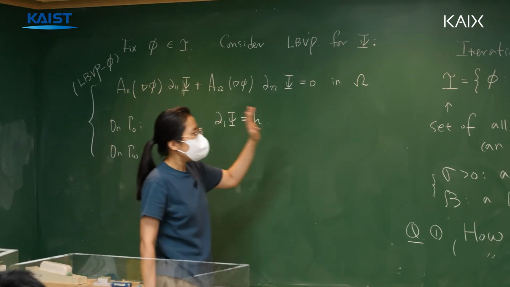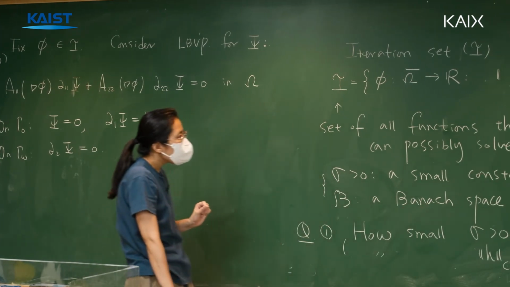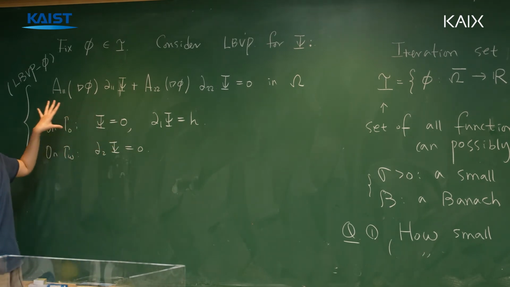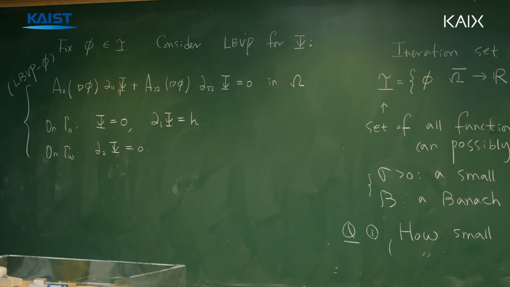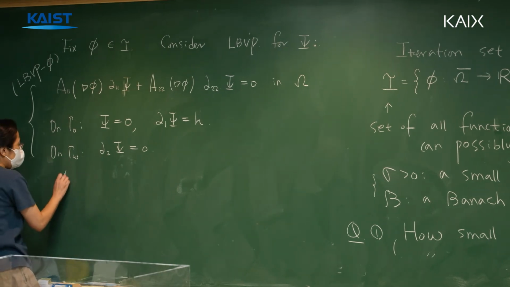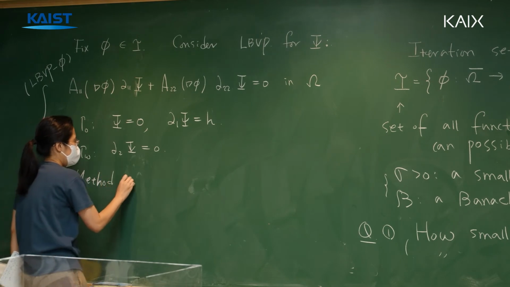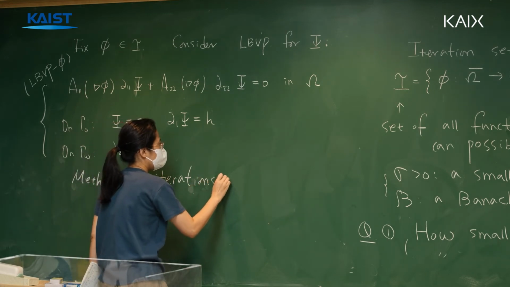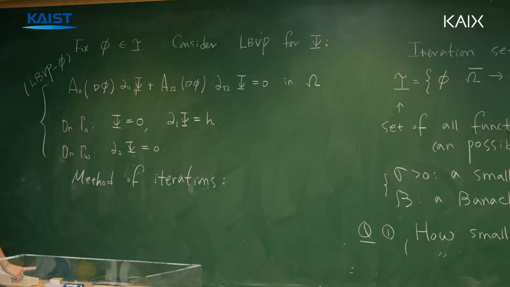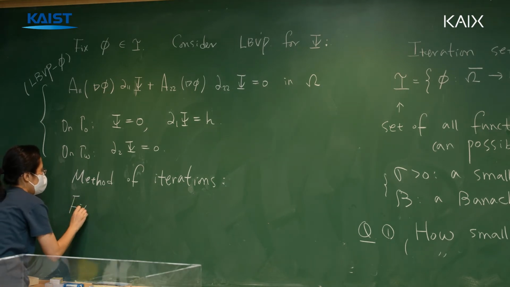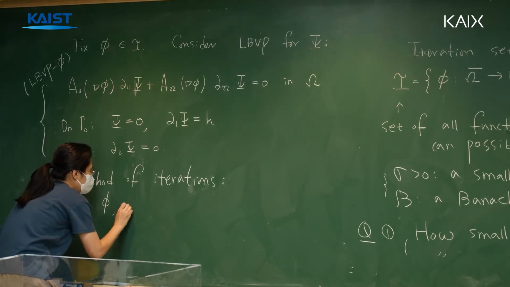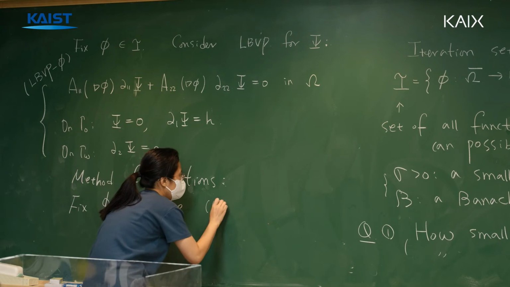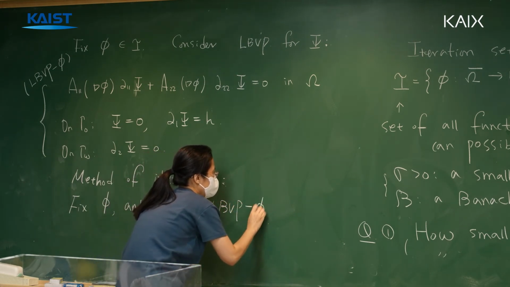Before I get any further into these questions, let me briefly explain how we can solve that nonlinear problem by solving this problem, okay? The idea is the following. This is a method of iteration. Maybe this is a better way to approach it. First of all, you fix phi and solve this linear boundary value problem of phi, okay?